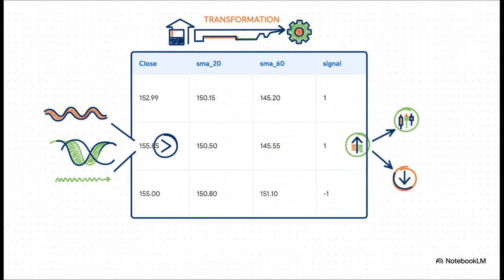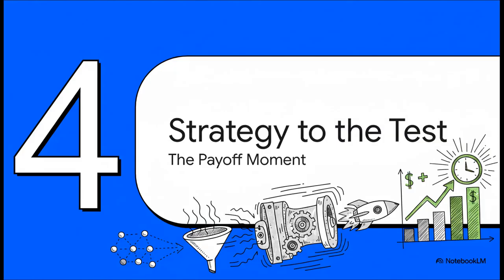And boom, this is the transformation. We apply our strategy's logic to that raw data to create new columns, new indicators. In this case, it's a couple of simple moving averages. And when those averages cross in just the right way, a signal is generated. A 1 tells our engine, hey, it's time to buy. And a -1 means sell. Simple, but so powerful. So we've got our data, we've got our signals.